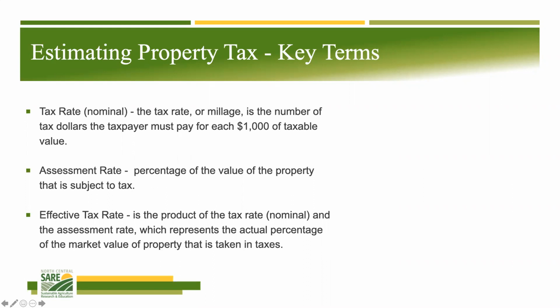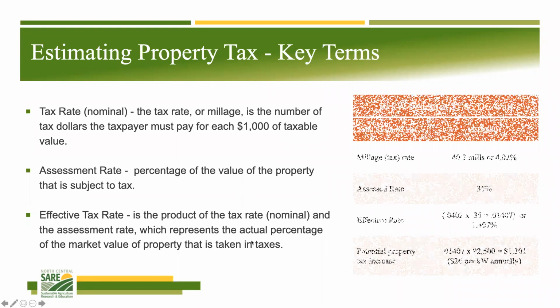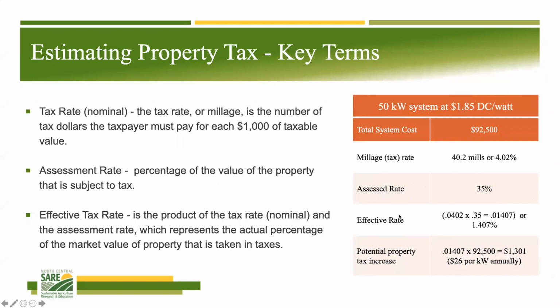Your effective rate is pretty simple. It's a product of the two: your nominal tax rate times your assessment rate gives you the effective rate. I put together a table to show a little example. In the township I was working with a farmer in, their millage rate was 40.2. What that's saying is for every $1,000 of assessed value, you need to pay $40.20 of taxes, or we can convert that to 4.02%.